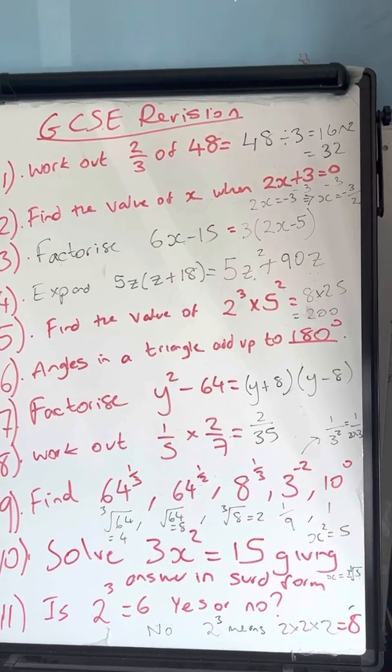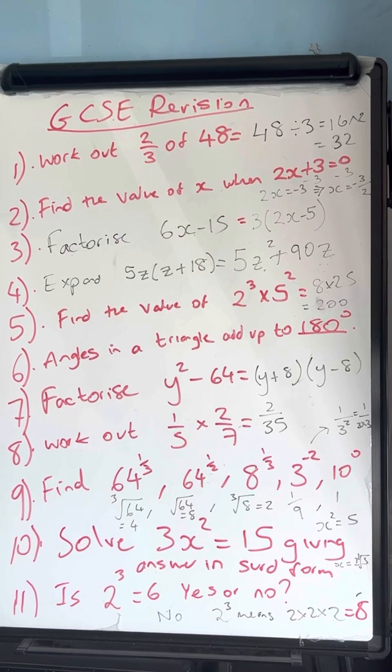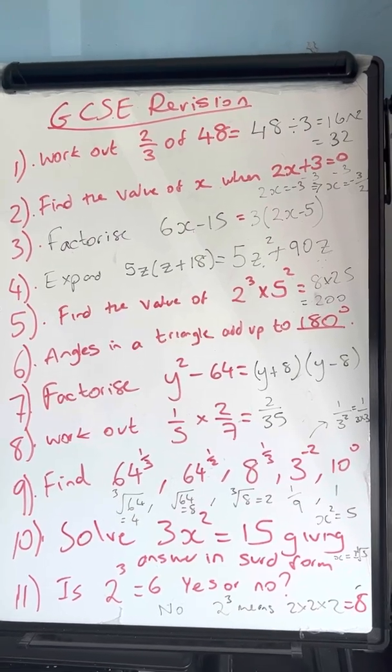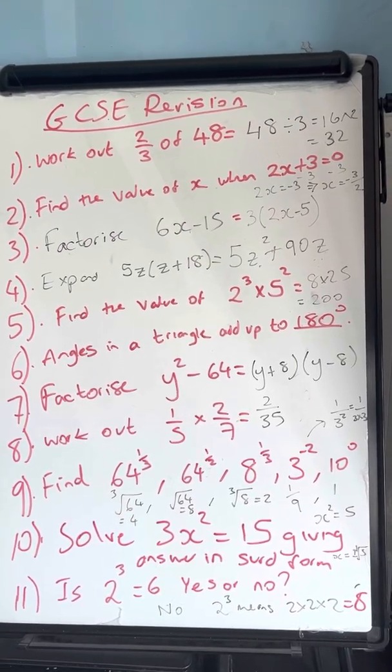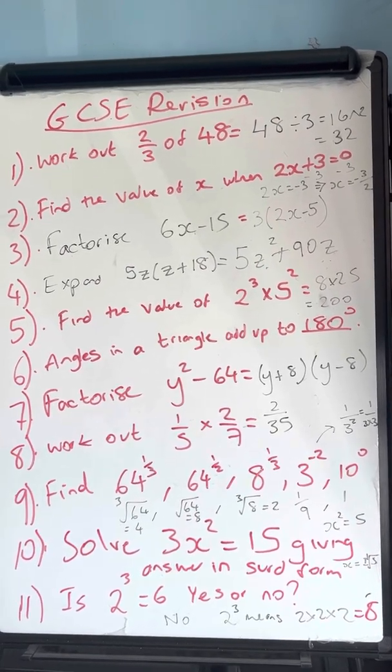That's factorizing the difference of 2 squares. When it's a letter squared minus a square number, it's always that letter plus the square root of that number, times that letter minus the square root of that number.